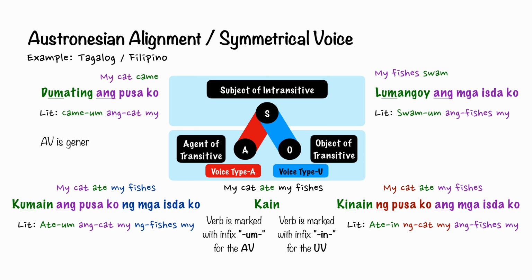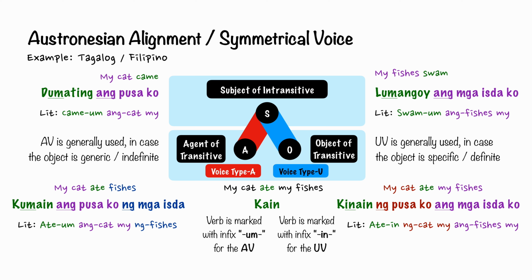In Tagalog, the left side or agent voice is typically used when the object is more general or indefinite. So if ko or my is removed, it would mean my cat ate fishes in a general sense. On the right side, the undergoer voice is used when referring to a specific or definite object. In this sentence, it refers specifically to my fishes, not just any fishes in general. As on the left side, if ko is removed here, it would mean my cat ate the fishes.